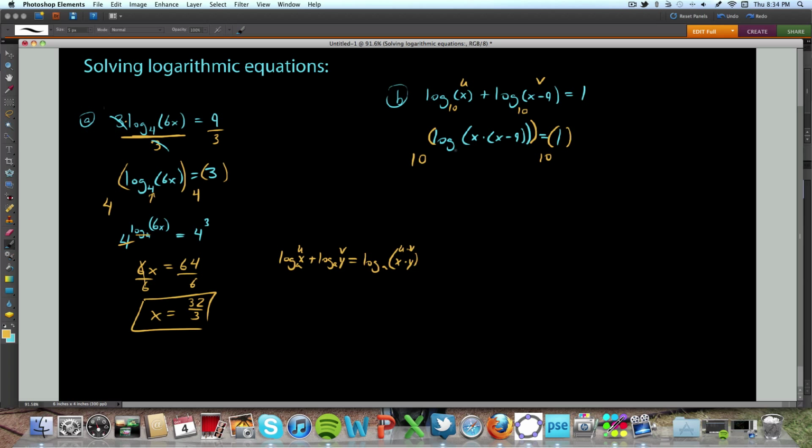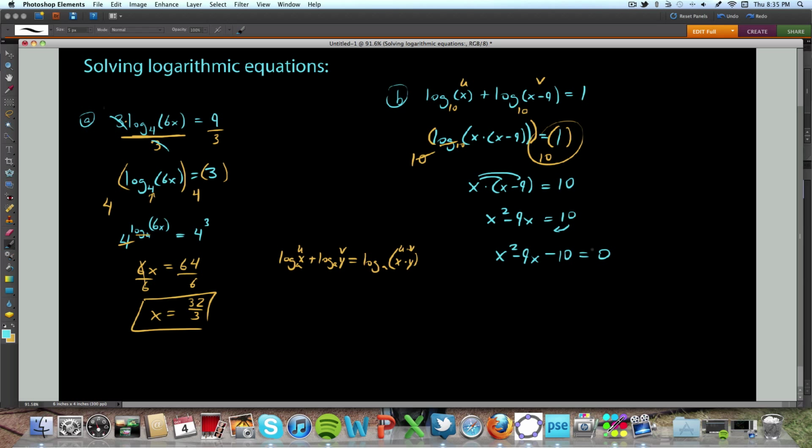So we say 10 to the power of log base 10. Those things cancel, and we are left with simply x times x minus 9, and this is equal to, now on the right here, 10 to the first, so we get 10. Now solving this, you might notice that this is going to turn out to be a second degree polynomial, but we say, okay, x squared minus 9x is equal to positive 10. We need to set this equal to 0, so we get x squared minus 9x minus 10 equal to 0.